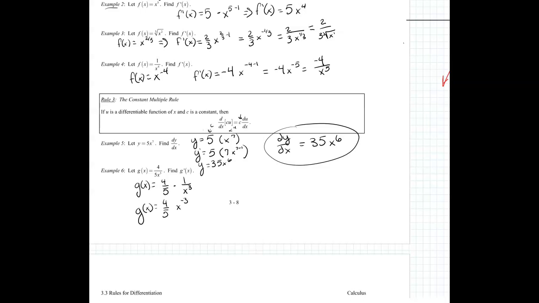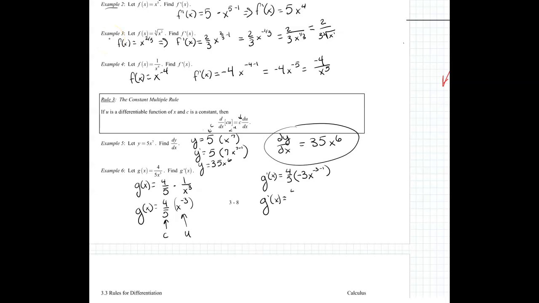So now my constant, or my c, is just this 4/5, and this entire x to the negative 3 is my u. So my constant is going to stay the same as I'm taking the derivative, which is just 4/5. And then du, well, that's going to be using the power rule again, so bring that negative 3 out in front. Then I've got x to the negative 3 minus 1, aka g prime of x.